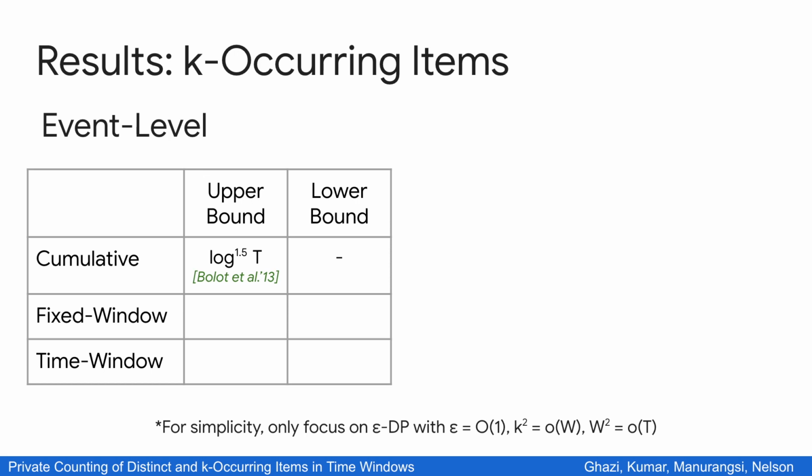They also asked whether it's possible to get a polylogarithmic error in the fixed window setting. And we answer the question by showing that there is an algorithm with error k times log to the 1.5 w, and recall again that w is the window size here. Interestingly, in the cumulative setting, there is no dependency on k at all in the error, whereas in the fixed window setting, there is this multiplicative k factor. So one might wonder whether this is necessary. And we show that indeed some polynomial dependency on k is necessary by showing a lower bound of square root k that also applies for the approximate DP case.